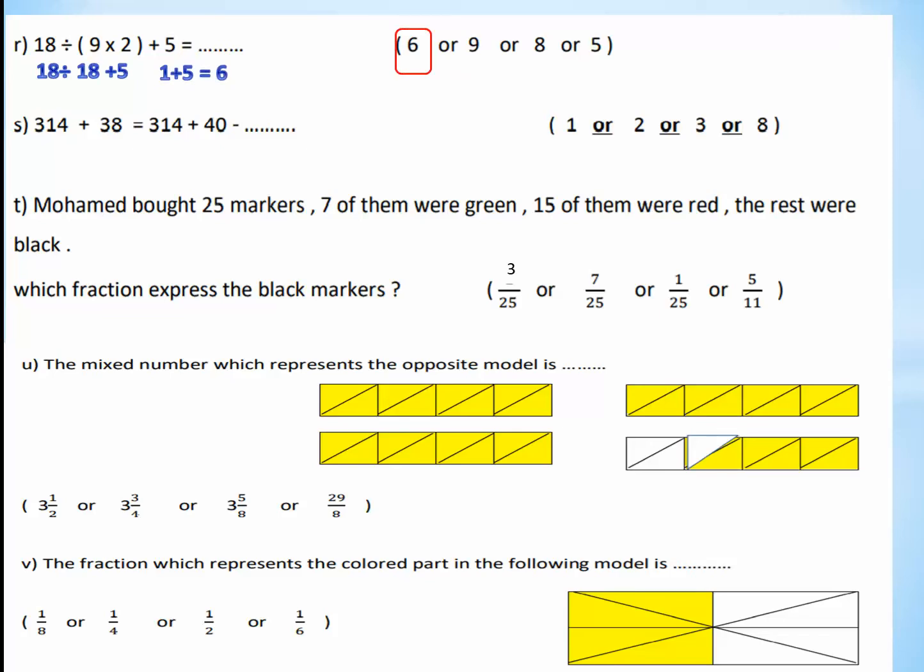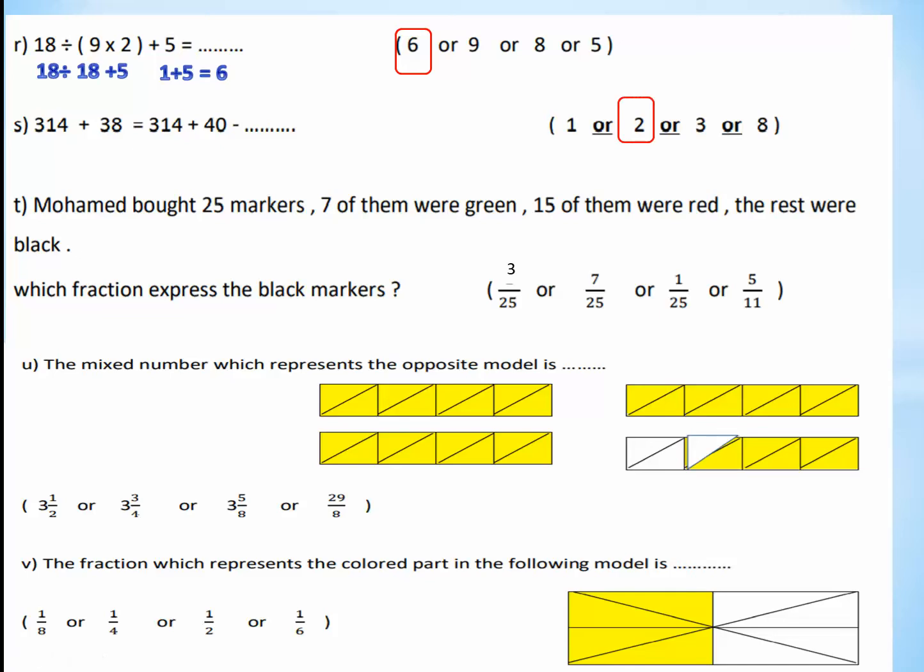Here, 314 plus 38 equals 314 plus 40 minus 1. Okay, 40 minus which number equals 38? 40 minus 2. So the right answer is 2.